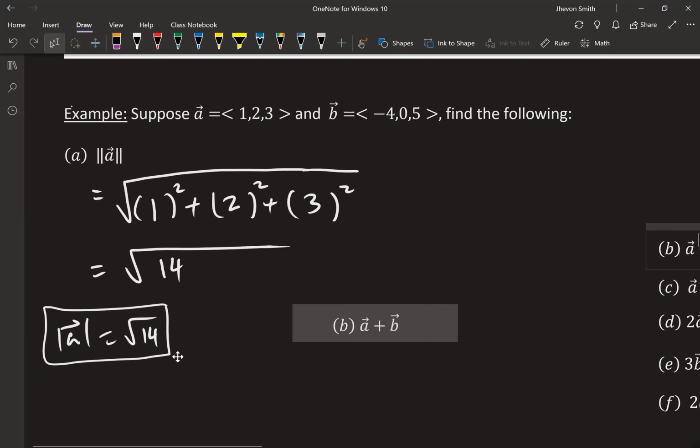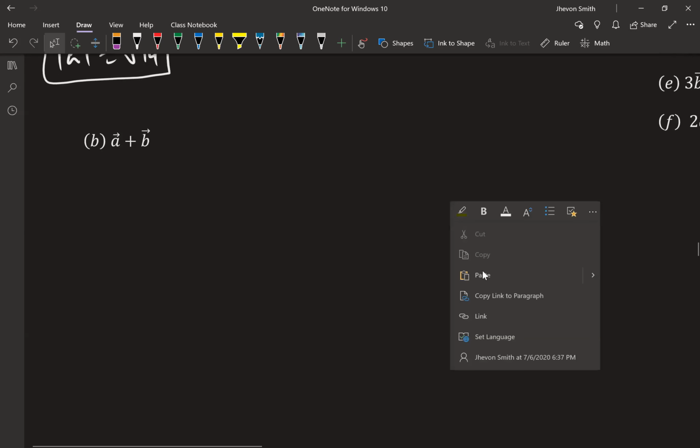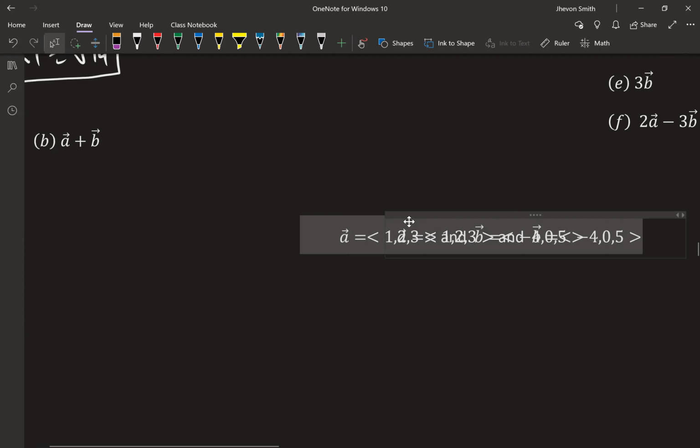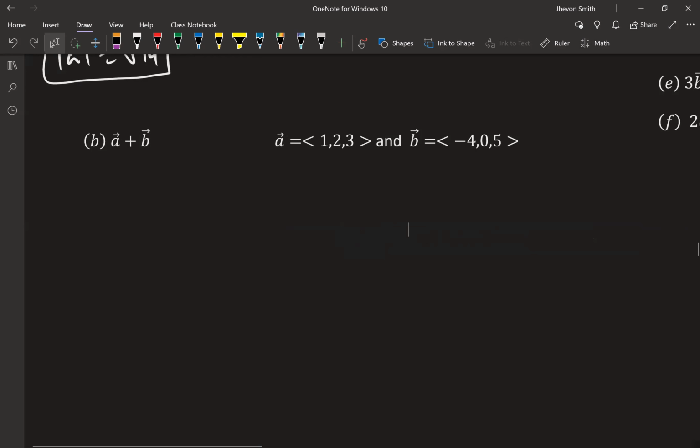Nothing too crazy there. Now, if we go to A and B, again, we know that A and B, let me copy these guys here. Okay, so if A and B is that guy, what is A plus B look like component-wise? Since these guys aren't so bad, I might let you guys just do it for me. So I had 1, 2, 3 plus -4, 0, 5. What is that?